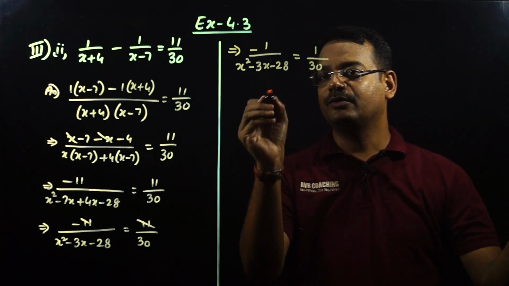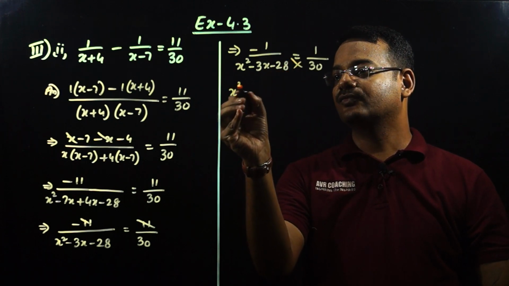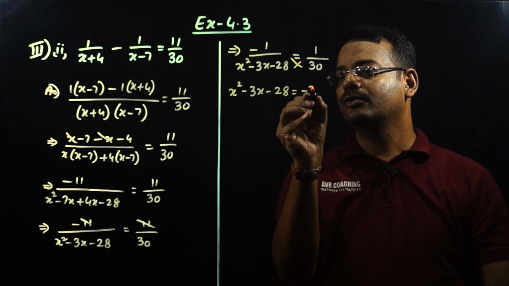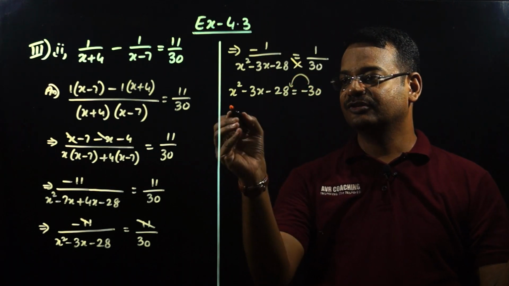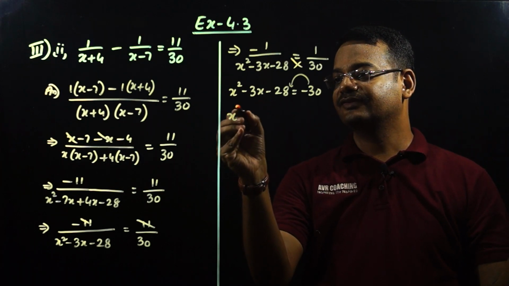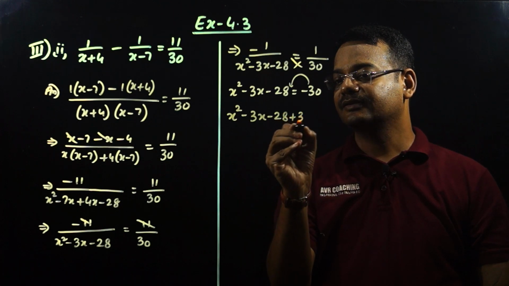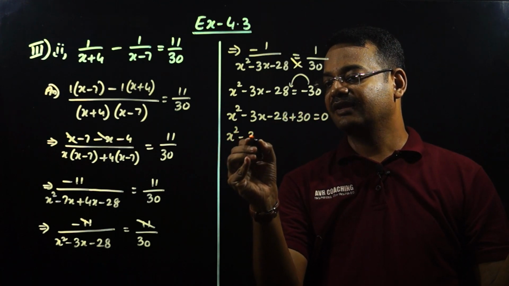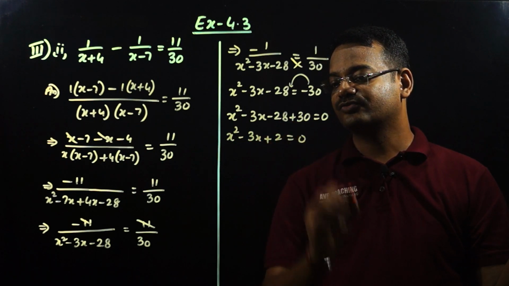So when we cross multiply, x square minus 3x minus 28 is equal to minus 30. When we bring minus 30 to the left hand side, the equation can be written as x square minus 3x minus 28 plus 30 equal to 0. This is x square minus 3x plus 2 equal to 0. 30 minus 28 is 2.